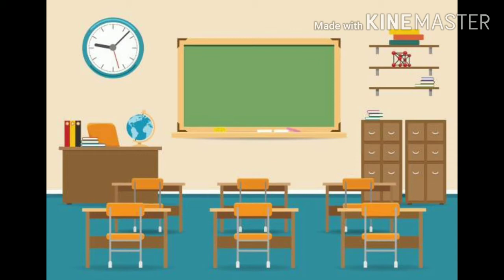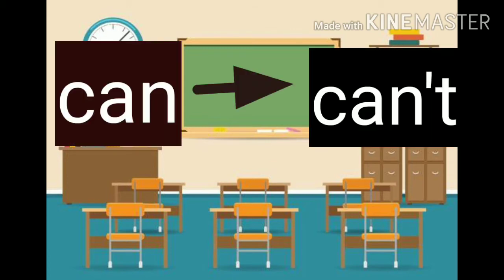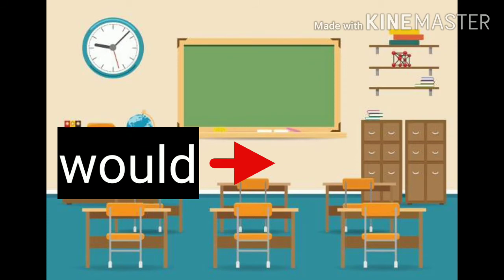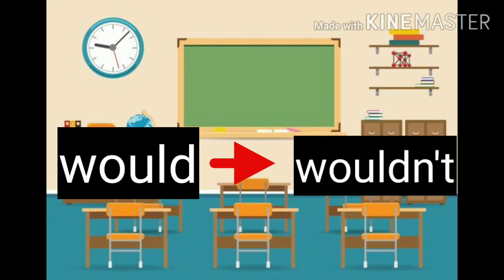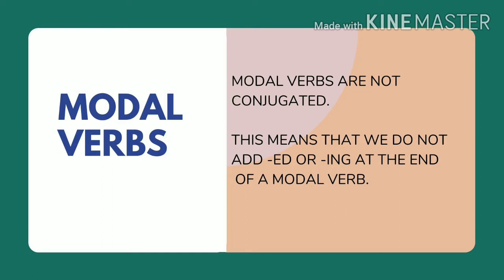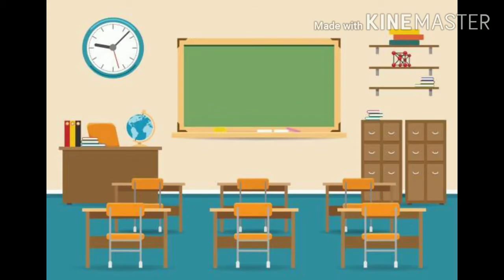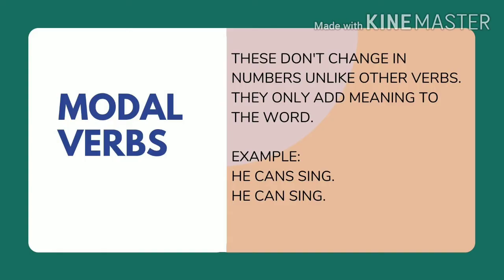If we are going to express a negative, for example, can, we can make it can't. Would, wouldn't. But we are not allowed to add ed or ing. Modal verbs also don't change in number, unlike other verbs. They only add meaning to the word. Please remember this one. They don't change in number, which means they remain as they are.